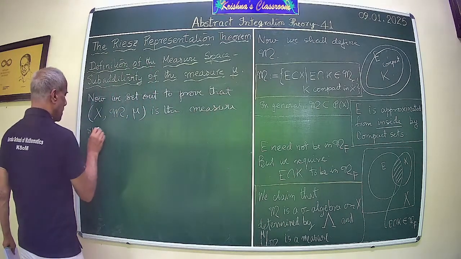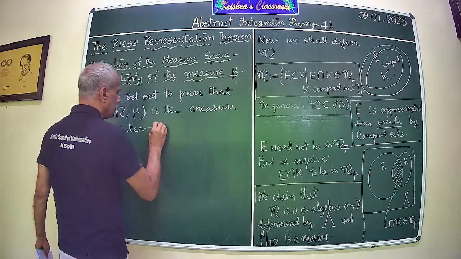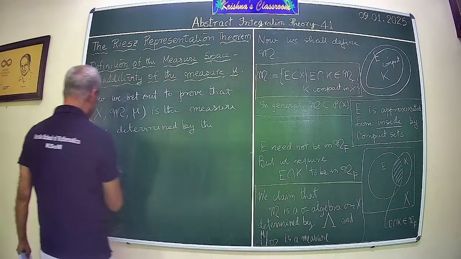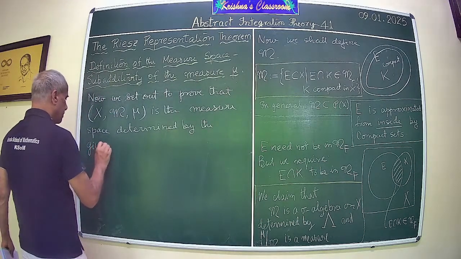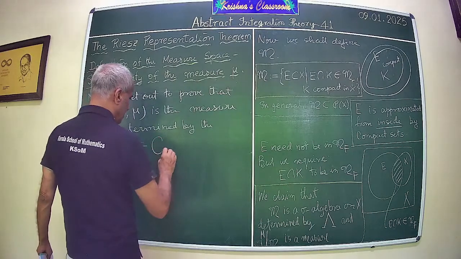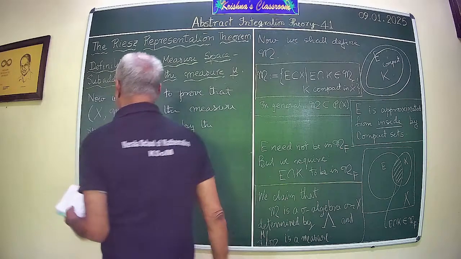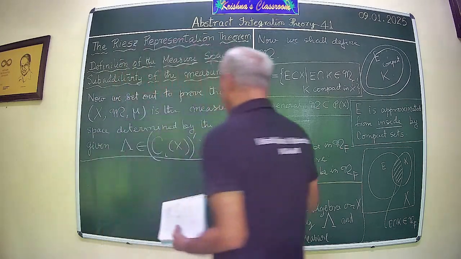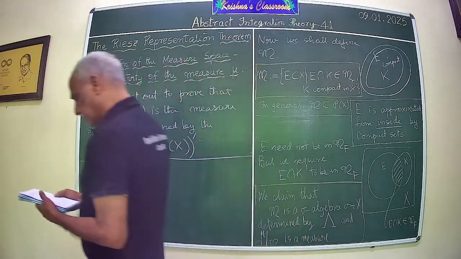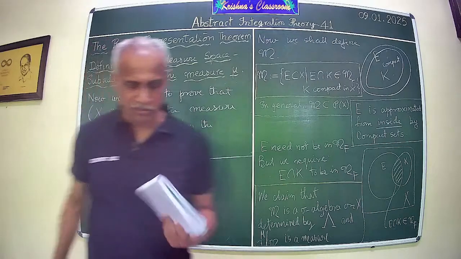Measure space determined by the given lambda. So this is what we are going to do. It is in the dual of CCS. That's what we are doing. That is, M and mu have the required properties.